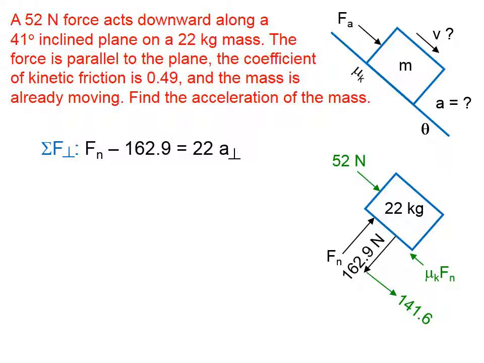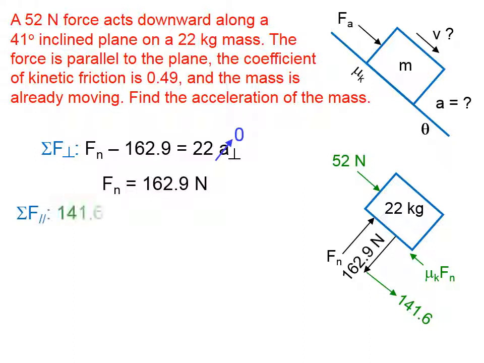Let's sum the forces perpendicular to the surface. If I choose the normal force to be pointing in the positive direction, then this 162.9 is pointing in the negative direction, and that should equal the mass of the object times the acceleration perpendicular to the surface. The acceleration perpendicular to the surface is 0, which allows us to find the normal force to be 162.9 newtons.